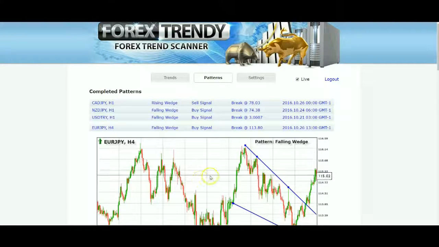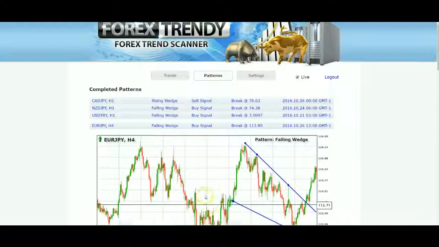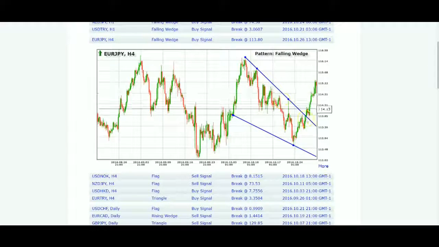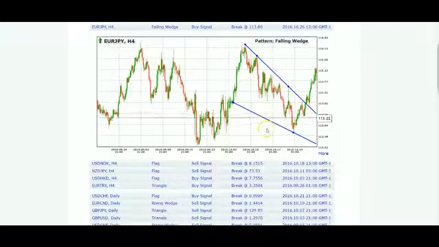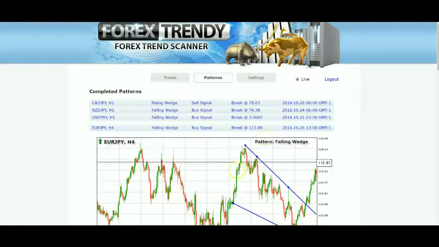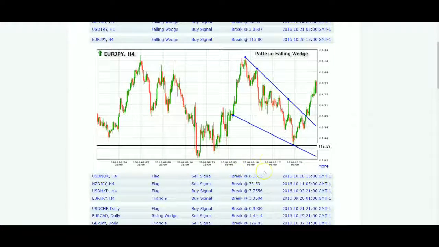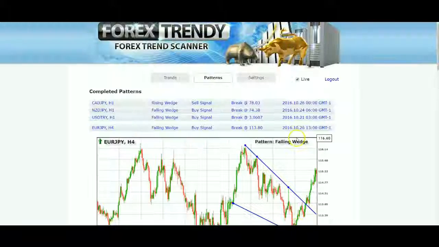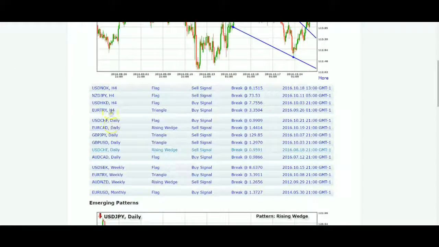Regarding patterns, I find this more interesting because even when I'm watching a currency pair, I may miss certain patterns, or I may have drawn my lines differently. For instance, here, the euro yen, I'd have probably drawn a support line there. So would I use this? I don't know. I'm going to keep an eye on it and see if it gives me trading ideas. But I would never use this on its own.